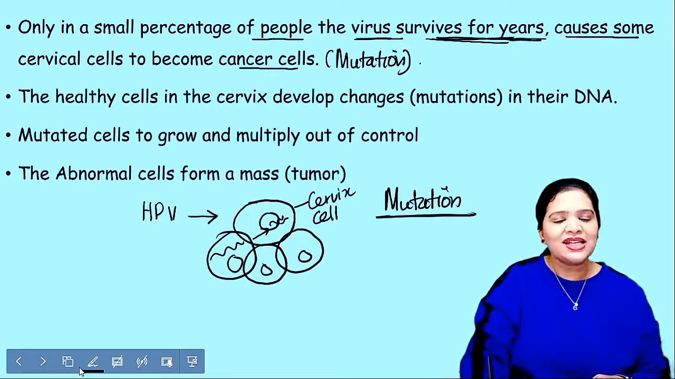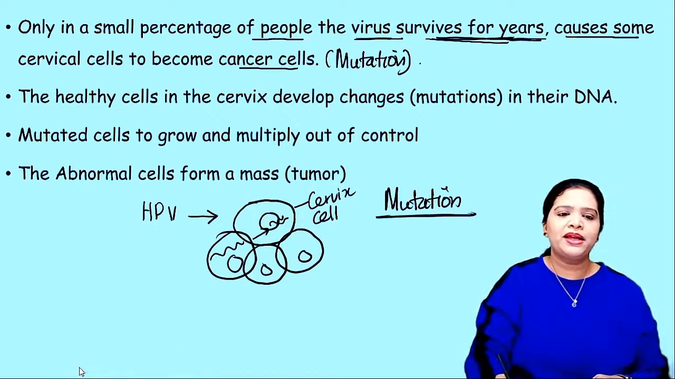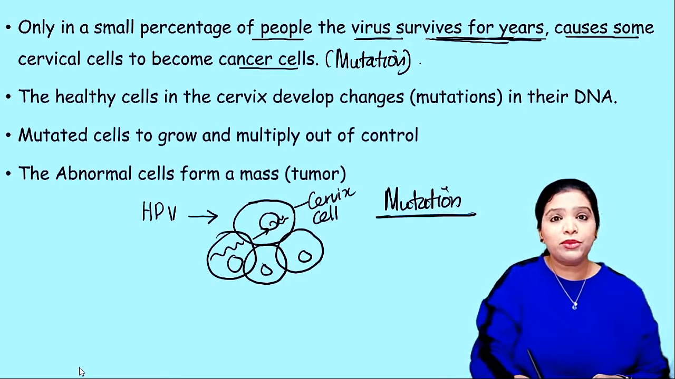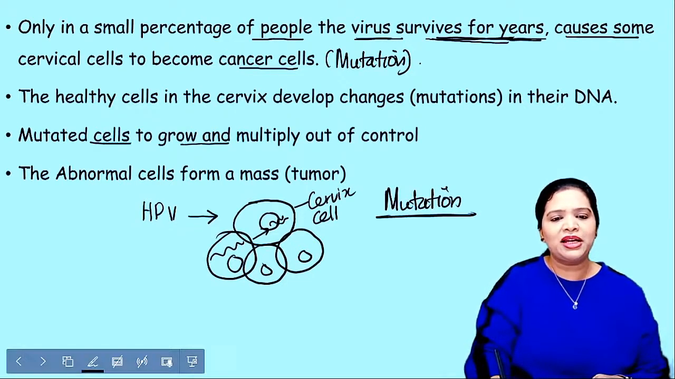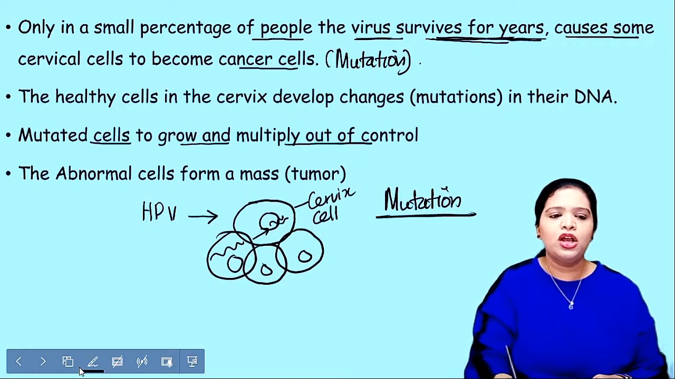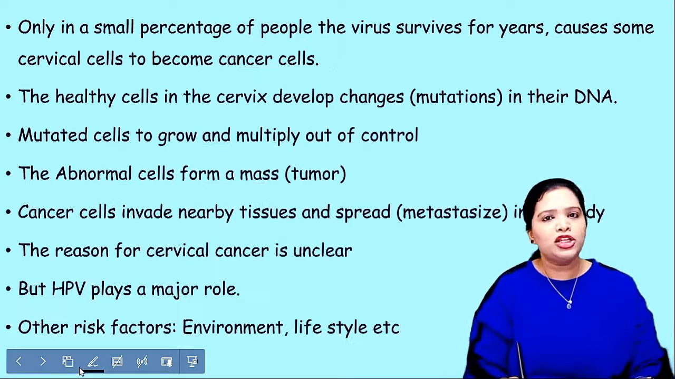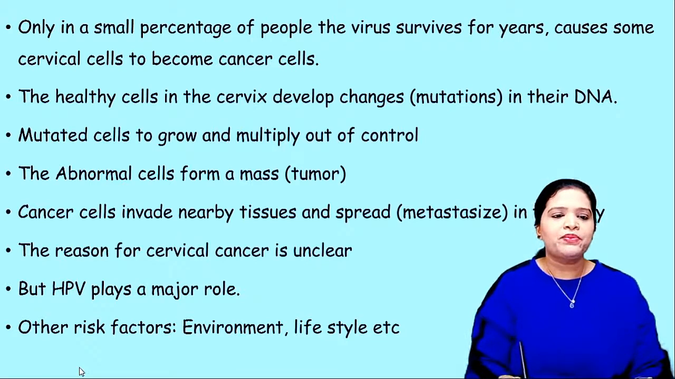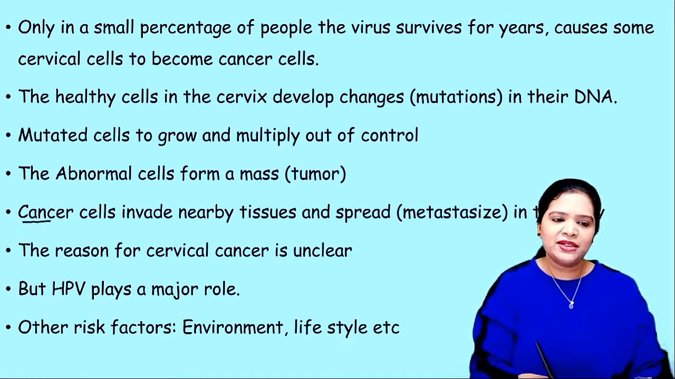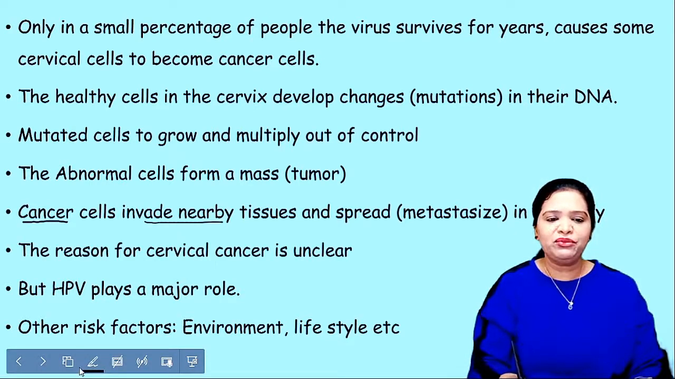So as a result of mutation, what will happen? The mutated cell grows and multiplies out of its control. This abnormal growth results in the formation of a tumor. Now, sometimes these cancer cells invade the nearby tissue and spread. That is called metastasis.